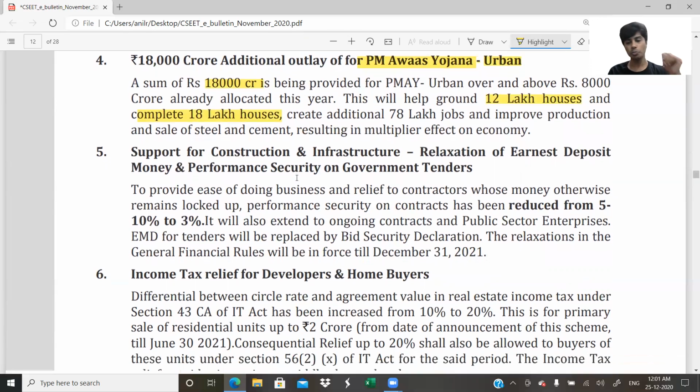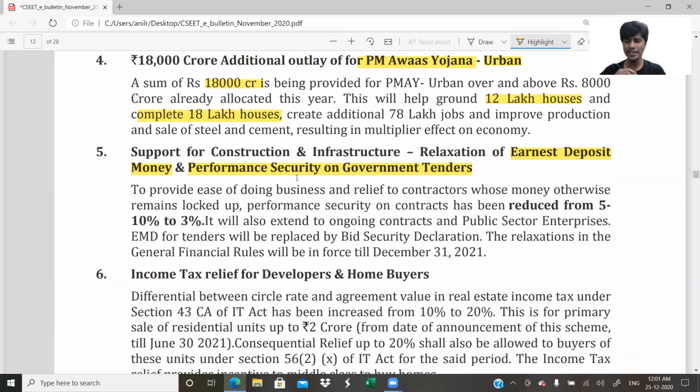Come on, let's go to point number 5 in our bulletin. Point number five is support for construction and infrastructure: relaxation of earnest deposit money and performance security on government tenders. So this is a very interesting point. Okay, let me explain. I'll first explain the concept of performance security on government tenders and then come back to earnest deposit money.